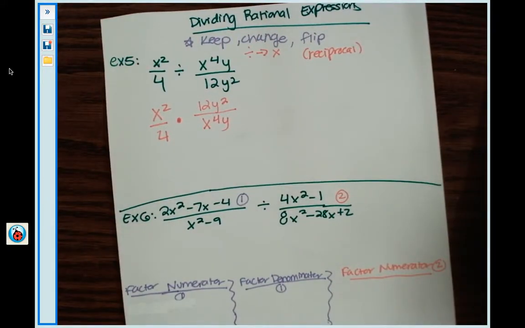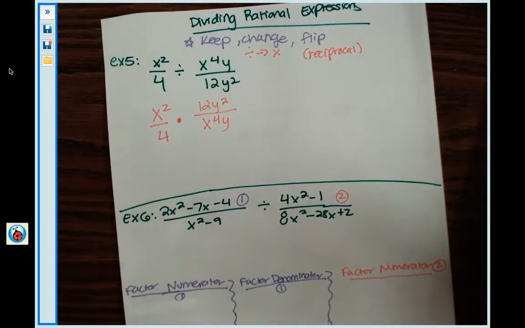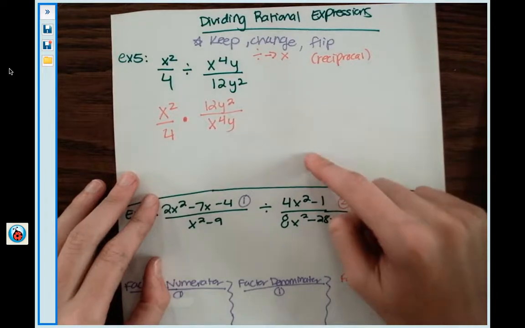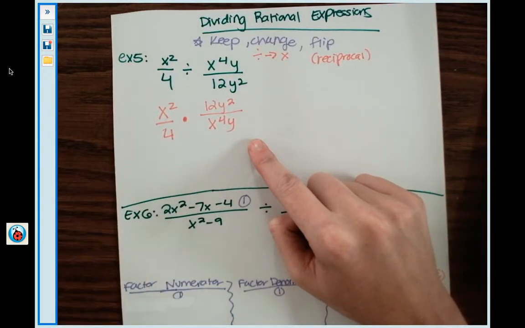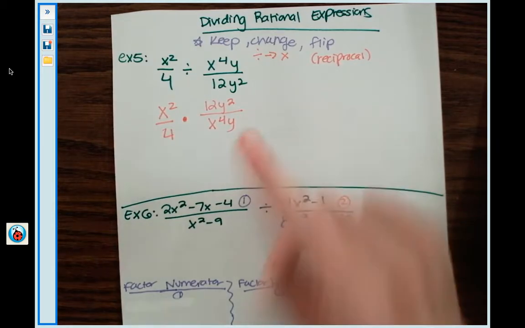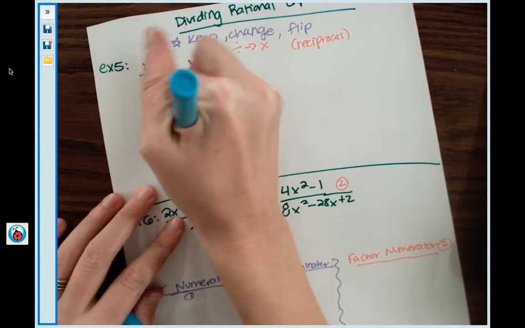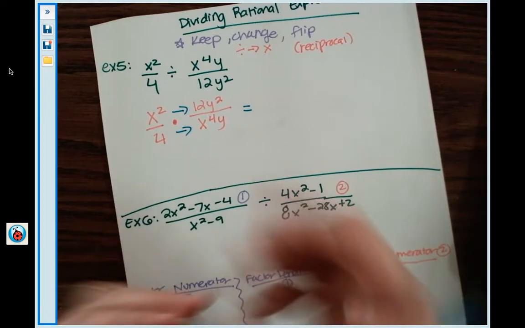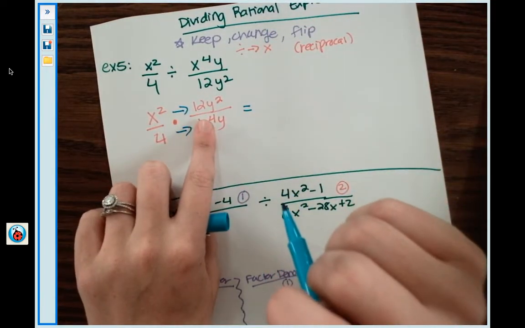Alright, so after we do that keep, change, flip step, it just turns into a multiplication problem. So if you feel like you understood the last videos that we did on multiplying rational expressions, I encourage you to go ahead and pause the video and try out this epic problem on your own. Alright, but anyway, so when we multiply two fractions, we multiply straight across. So we're going to be multiplying across and then simplifying our fraction down. And then we'll be done. Exciting, right?